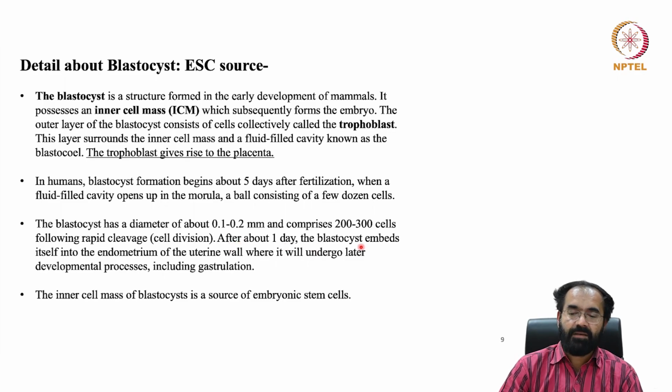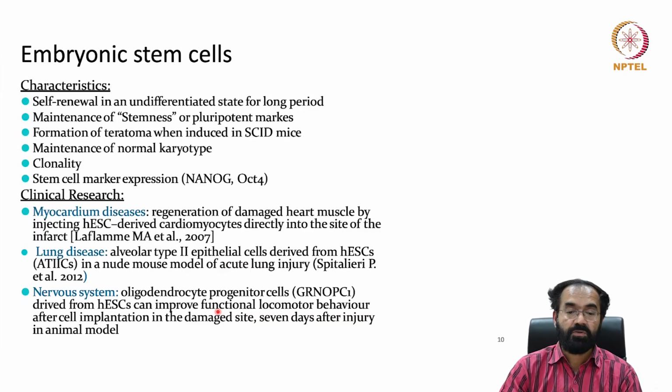After about 1 day, the blastocyst embeds itself into the endometrium, that is the lining of the uterine wall, where it undergoes later developmental processes, including gastrulation, supported by placenta formation at a later stage. The inner cell mass of the blastocyst is a source of embryonic stem cells if you want to create them from that particular species.